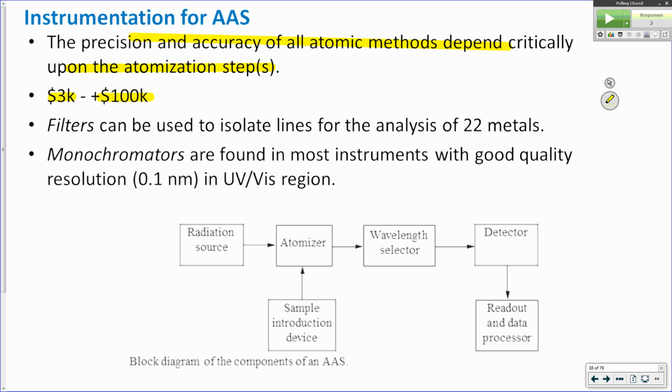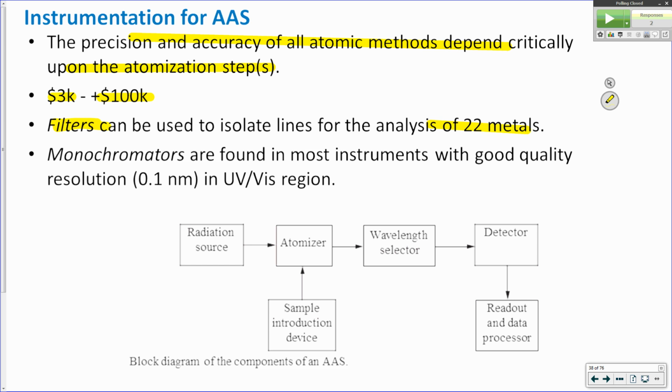It's got one single lamp in it, and you can get something like that for about $3,000, all manual controlled, no robotics whatsoever. Or you can buy a fully robotic one that multi-element would switch automatically, and something like that would cost in excess of $100,000. You can use filters to isolate the lines for 22 different metals.